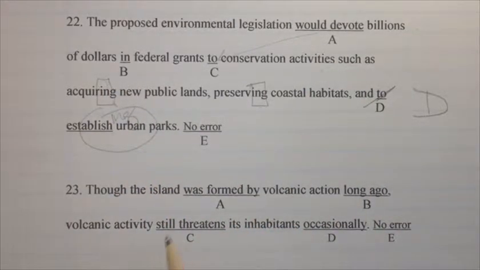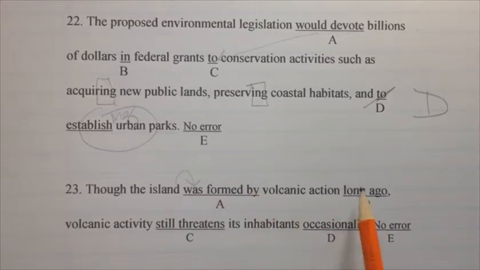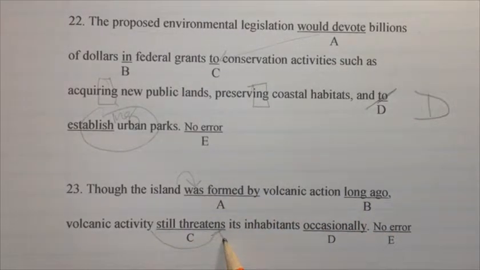Number 23. Though the island was formed by volcanic action long ago, volcanic activity still threatens its inhabitants occasionally. That's unfortunate for the inhabitants, but the sentence is correct. The island was formed, singular, singular, long ago. Volcanic activity, singular, singular, threatens. And that's past tense, long ago. This is present. It still threatens. So no error.